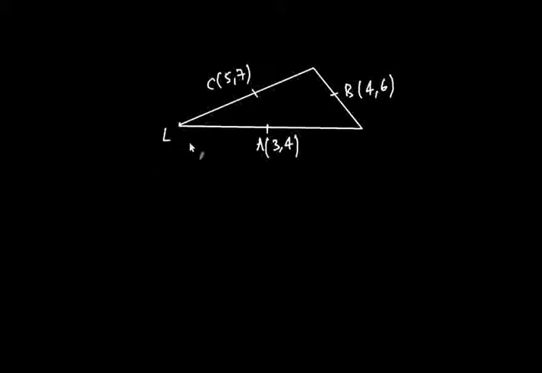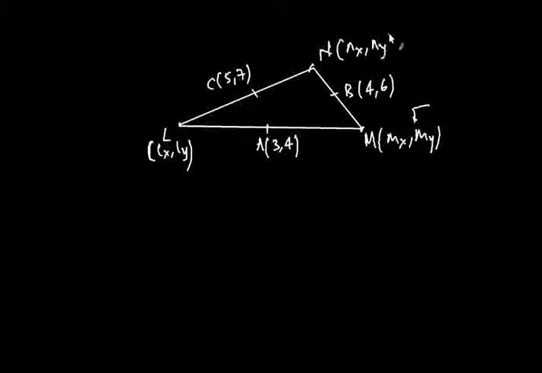So if the vertices are L with coordinates Lx and Ly, and M, which has coordinates Mx and My. Don't confuse this with the slope of a line. It's not. This is just Mx and My. And N, which is Nx and Ny. Then we are supposed to find out the values of the three new x variables and the three new y variables, right? So simple enough. So that's the problem.